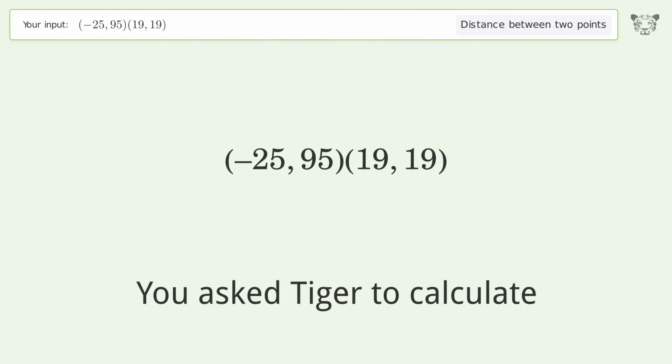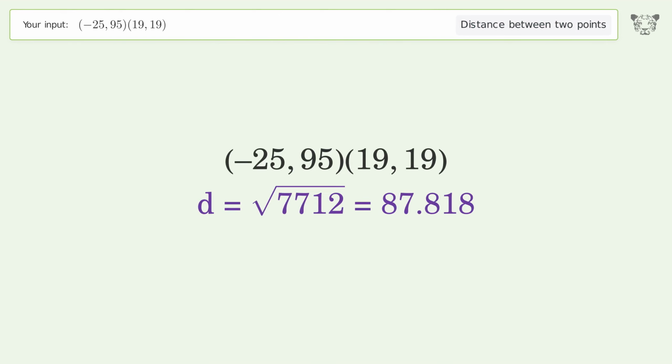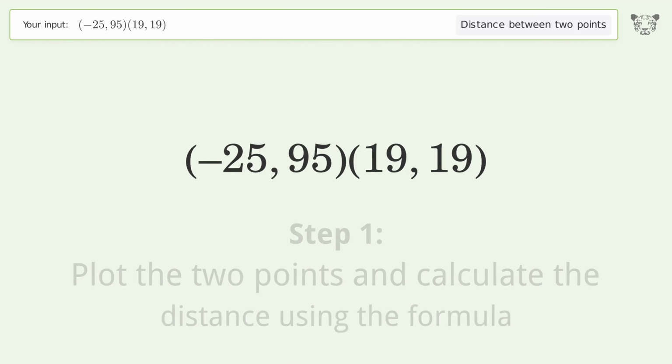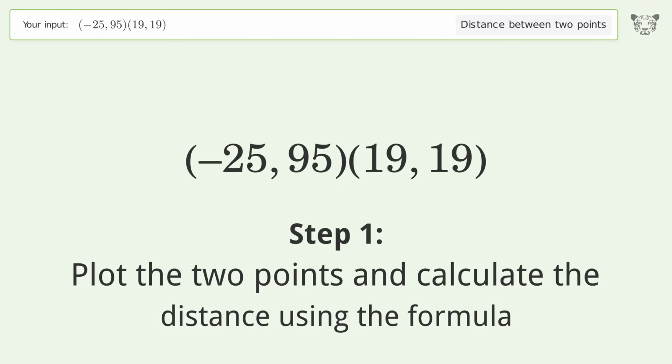You ask Tiger to calculate. This deals with the distance between 2 points. The distance between the 2 points is the square root of 7,712 or 87.818. Let's solve it step by step. Plot the 2 points and calculate the distance using the formula.